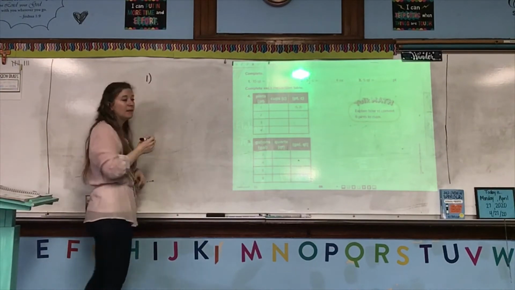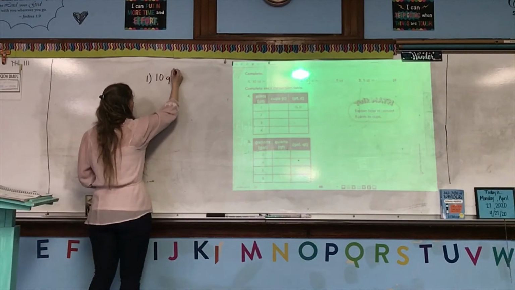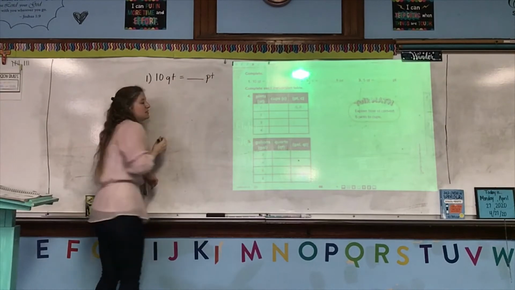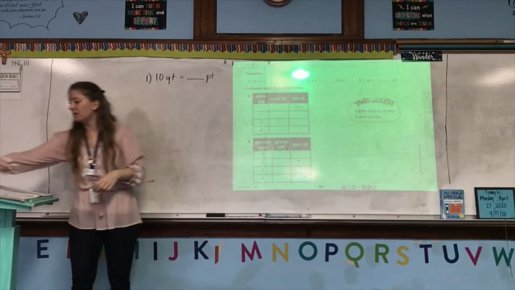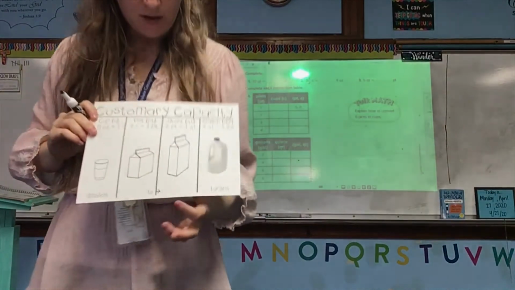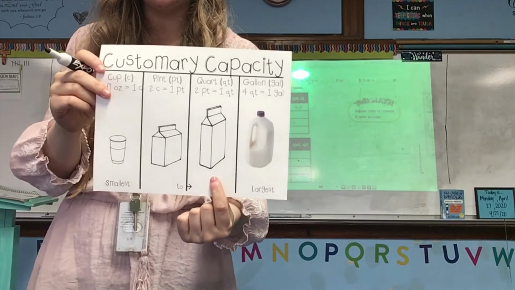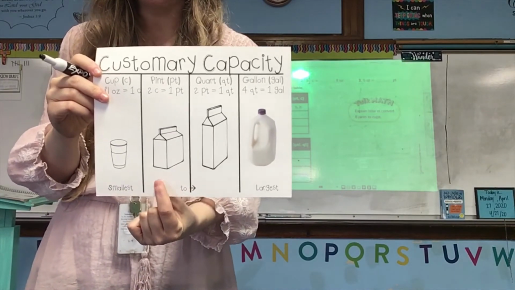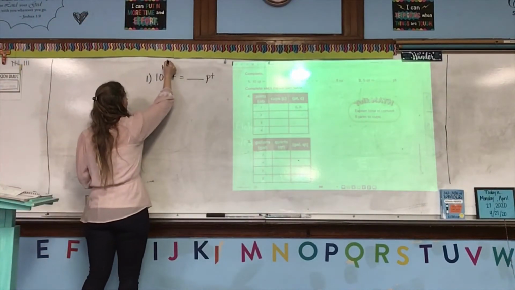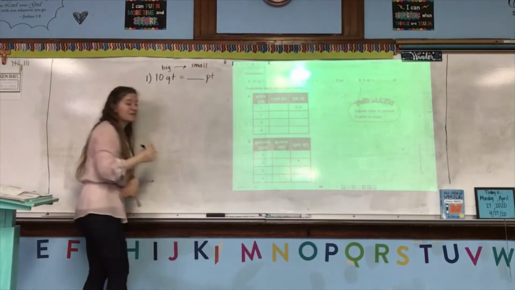So I'm going to go to my separate sheet of paper and I'm going to write number 1, and then I'm going to rewrite this equality. 10 quarts equals how many pints? Now, if I look at my chart, I can see that quarts are to the right of pints. So that means we're going from quarts, because that's what we know, to pints. So we're going from big to small. Quarts are big. Pints are small. Big to small.